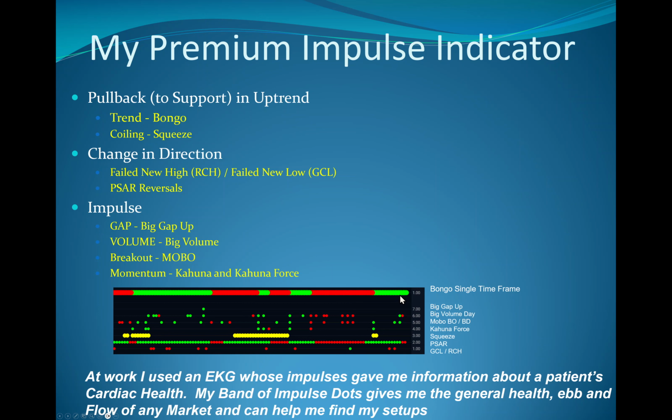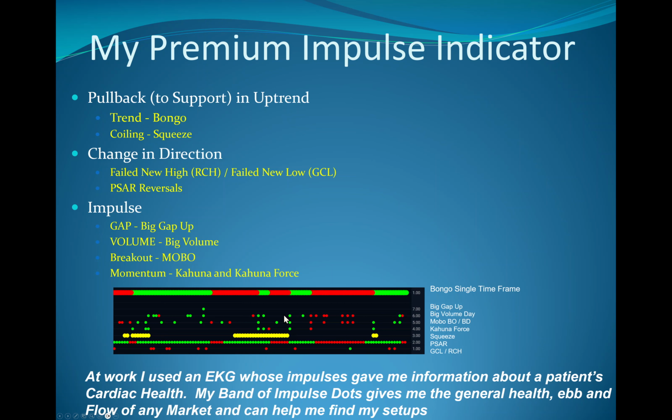When the bongo is green, it tells me during this time frame we're in an uptrend. That's what it tells me. In this time frame, we're in a downtrend. So it gives me a single time frame trending. Yes, if you buy my packages, you can have 3 time frames on the same chart in each of the three platforms. Then my dots, I have an extra dot or two on TradeStation, but my main dots are gap, volume, breakouts, and momentum. All right, and how many of those dots fire?